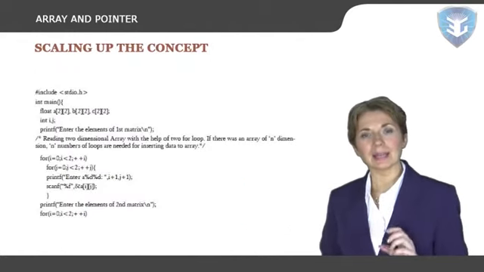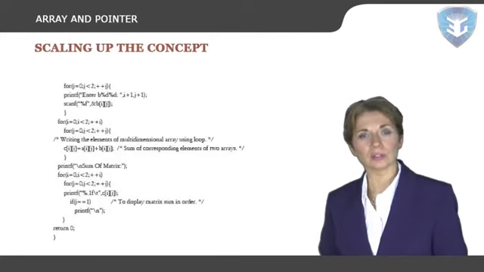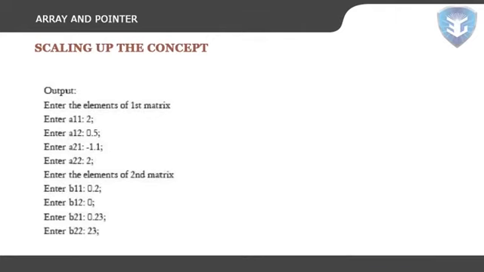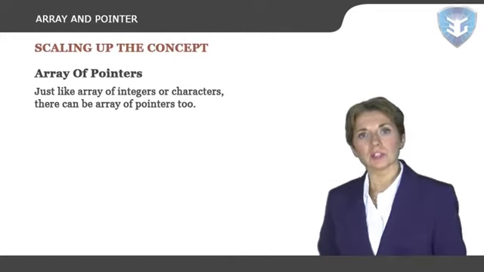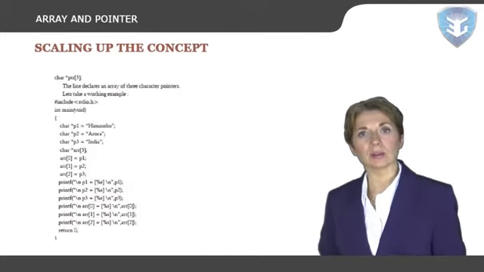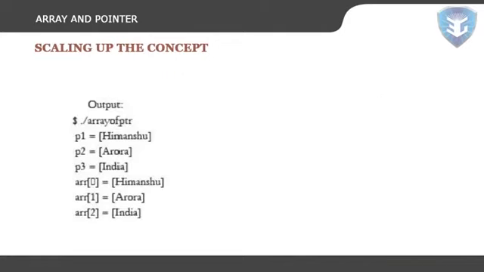Let's now take a look at a C program to find the sum of 2 matrices of order 2 cross 2 using multidimensional arrays where elements of the matrix are entered by the user. Output of the program is on the screen. Array of pointers. Just like an array of integers or characters, there can be an array of pointers too. An array of pointers can be declared as shown here. For a better understanding of an array of pointers, let's look at an example. Output of the program is shown on the screen.